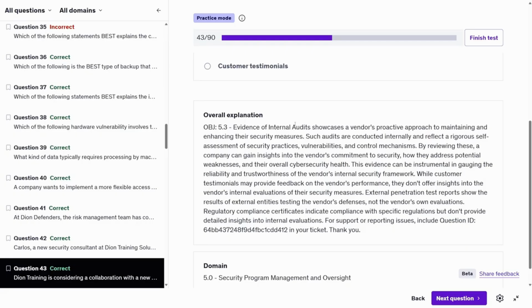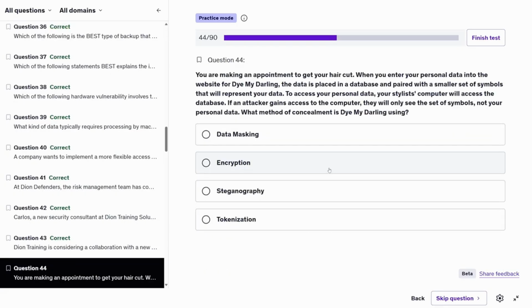While customer testimonials may provide some feedback on the vendor's performance, they don't offer insights into the vendor's internal evaluations of their security measures. External penetration test reports show the results of external entities testing the vendor's defenses, not the vendor's own evaluations.